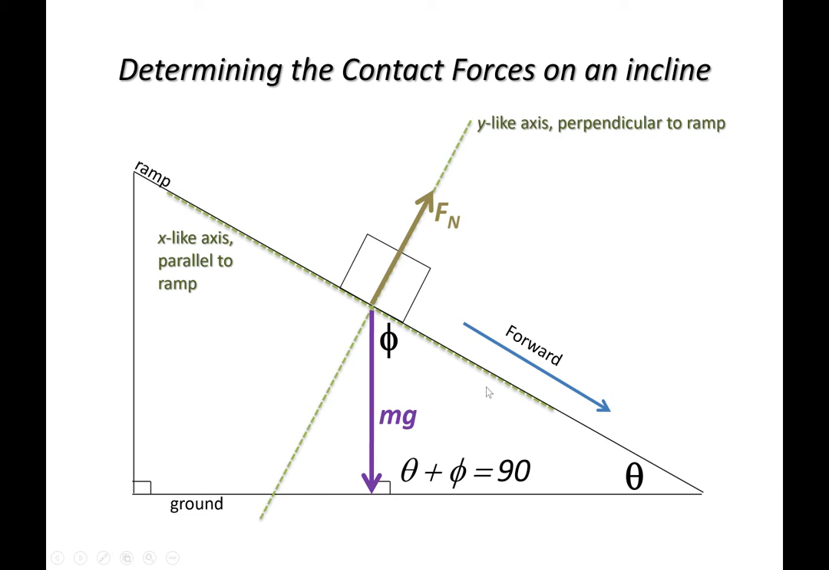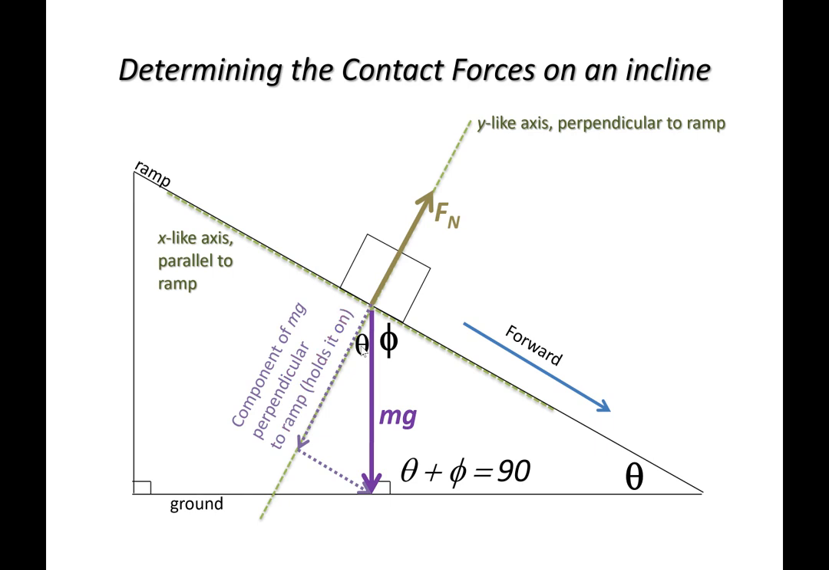So if we want to break mg into components, we're going to need to know the angle here between the line perpendicular to the ramp and mg. And since that is a right angle, these two have to sum to 90, which makes that angle that we're looking at right here have to be equal to theta. Okay. So now that we have our angle, we can easily break it into a part that is perpendicular to the ramp and a part parallel to the ramp.